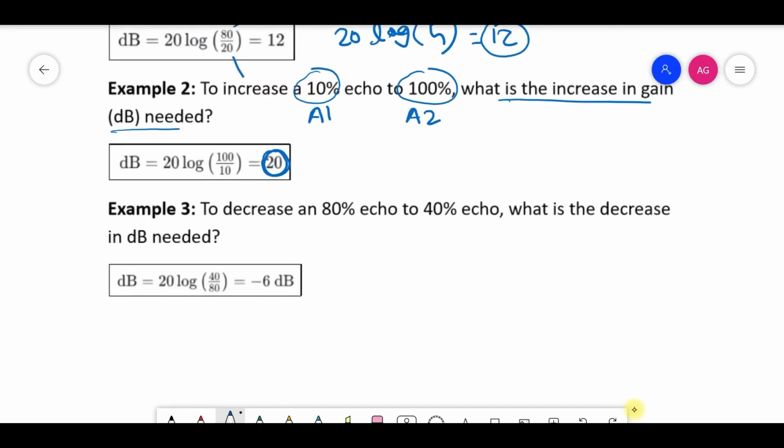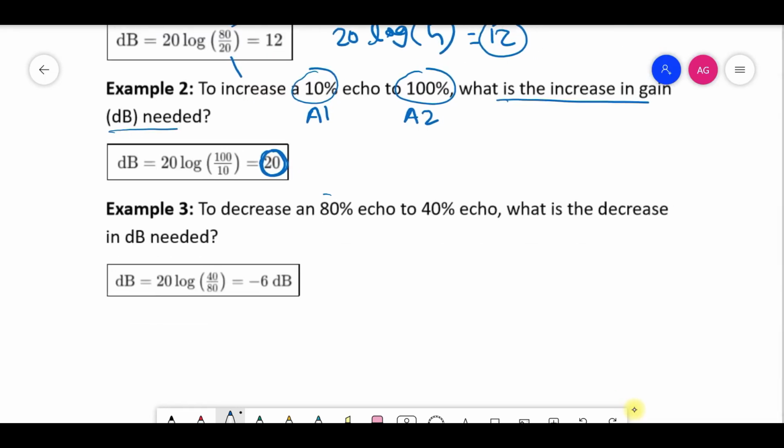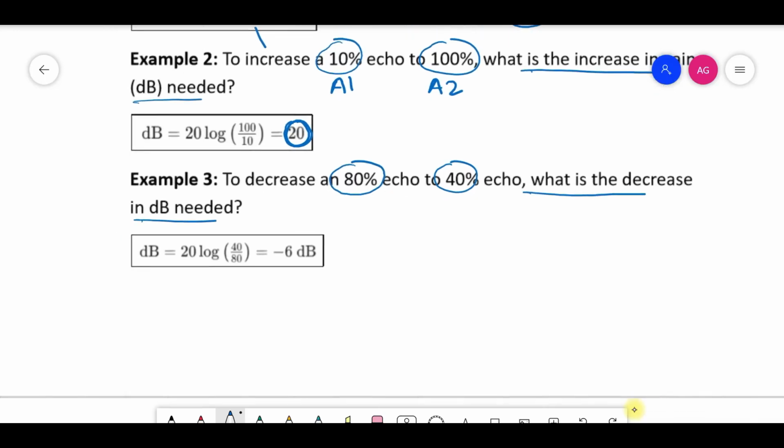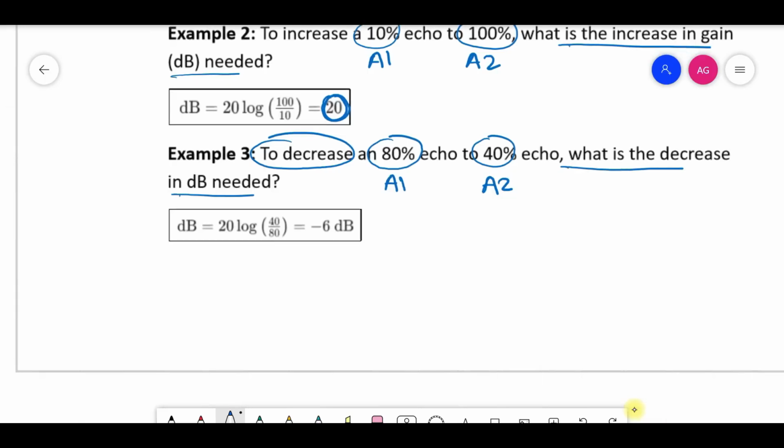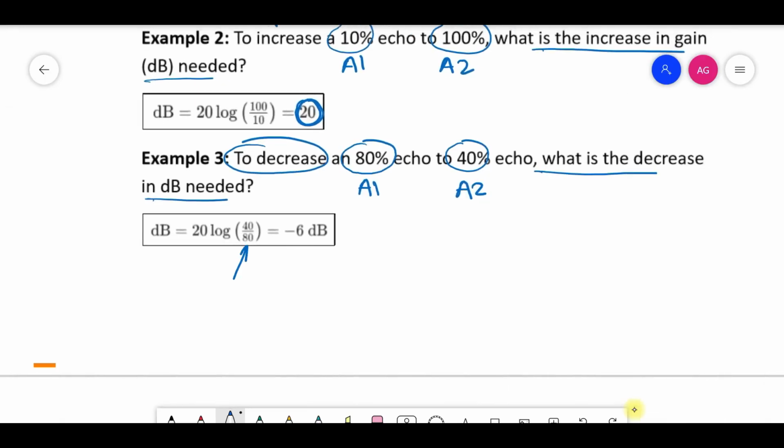Similarly, see example 3: to decrease an 80% echo to a 40% echo, what is the decrease in dB needed? So what to do here is, since we are decreasing the echo, you will get the value of dB in minus. Okay, but you have to use the formula the same way, and you will get the answer automatically in minus. So for this you take 80%, which means the earlier height of the echo, as A1, and later you want A2, which means 40% height of the echo. So how many dB will you have to subtract? If you put the values in, then the lower side will still be 80 and the upper side will be 40. So in this case, you will get an answer of minus 6 dB. Okay, so this is how it works.